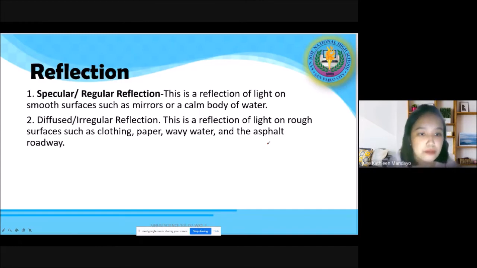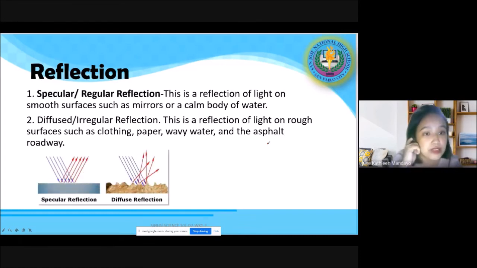So how they differ would be depending on the surface in which your light hits. For specular, this is the reflection of light on smooth surfaces. So yung mga makikinis na surface, flat surface, shiny surfaces, such as mirrors or a calm body of water. For the diffuse or the irregular reflection, this is a reflection on rough surfaces such as clothing, sa damit natin. Ma'am, di naman ganun ka-rough siya. Pero at least hindi siya flat, hindi siya plain, kumbaga. Paper, a wavy water, and specifically an asphalt road, yung kalsada natin. Okay, magaspang na kalsada.